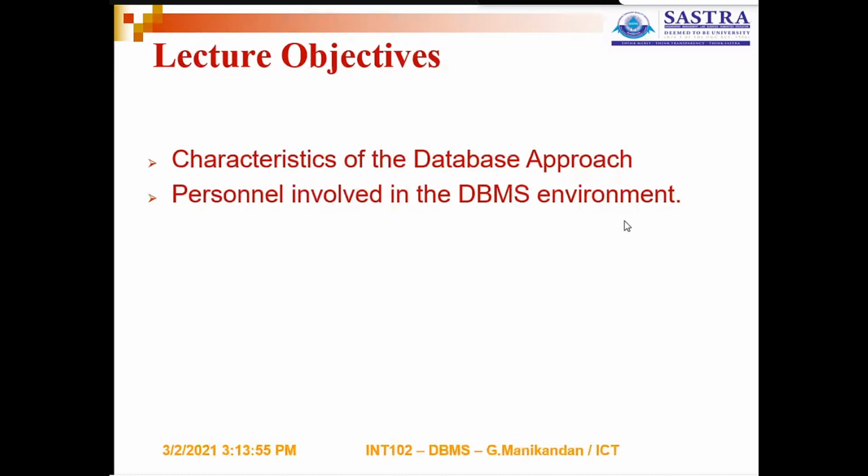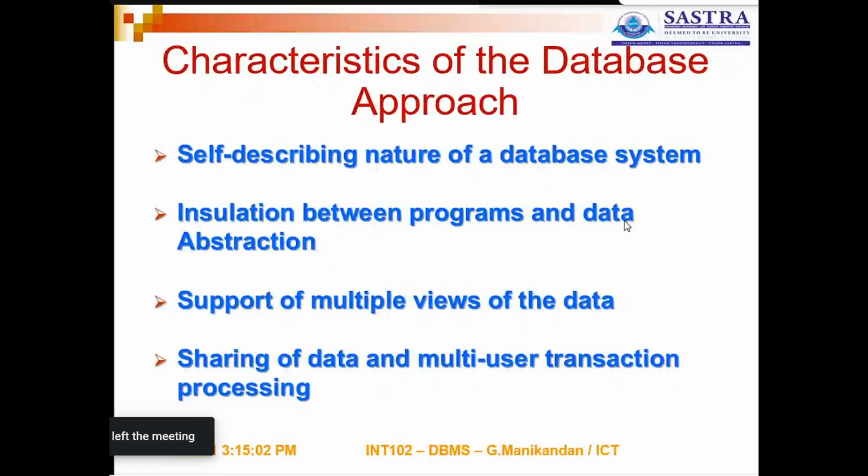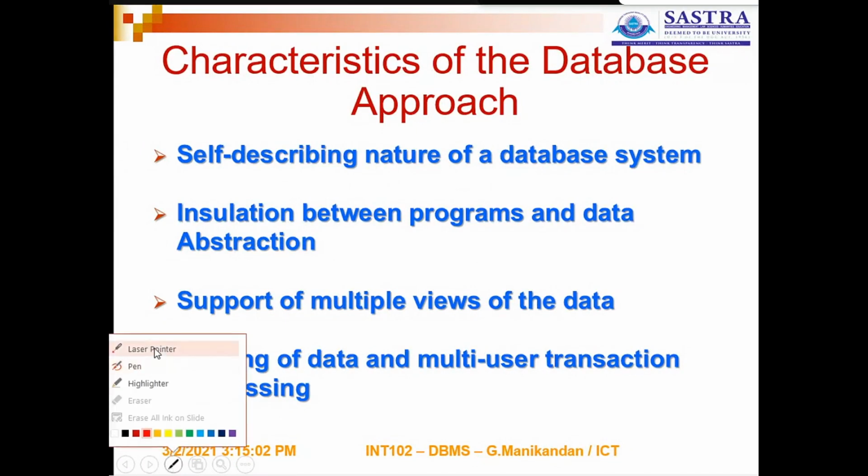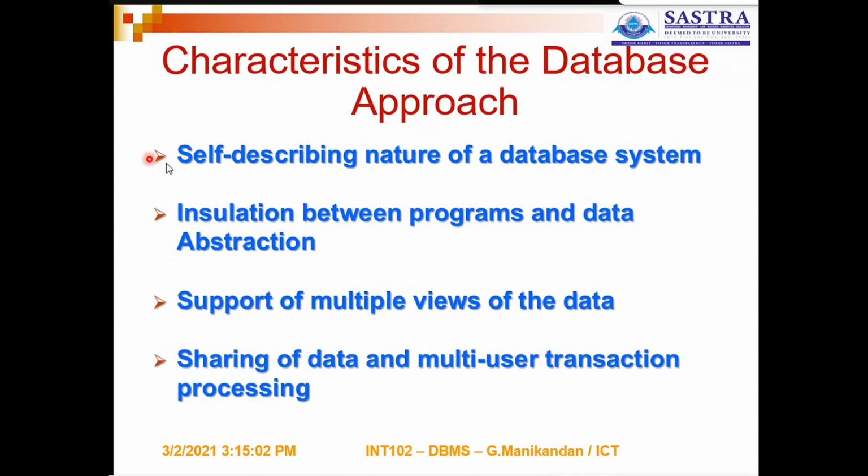So in your textbook, the authors have listed 4 characteristics associated with the database. So the first characteristic is self-describing nature of a database system. Second one is insulation between programs and data abstraction. Third characteristic is support of multiple views of the data. So fourth one is sharing of data and multi-user transaction processing.